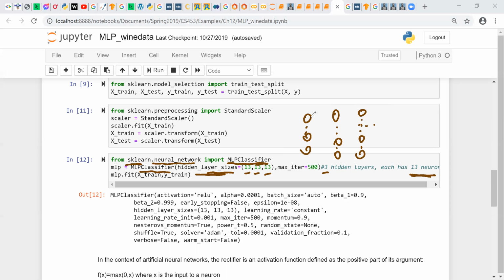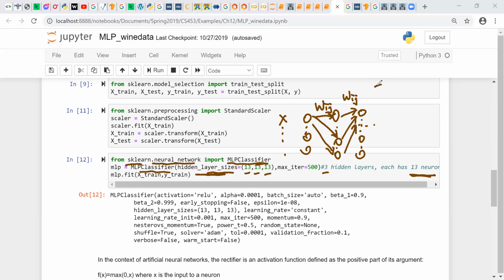Just remember, here you have the input X. Each neuron contributes to the next layer, and here you have the weights. Each neuron gets a contribution from all of the neurons in the previous layer.